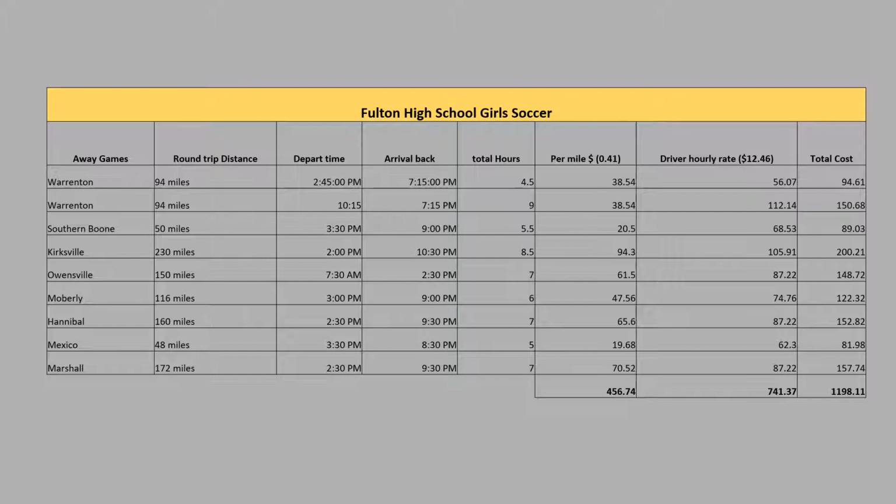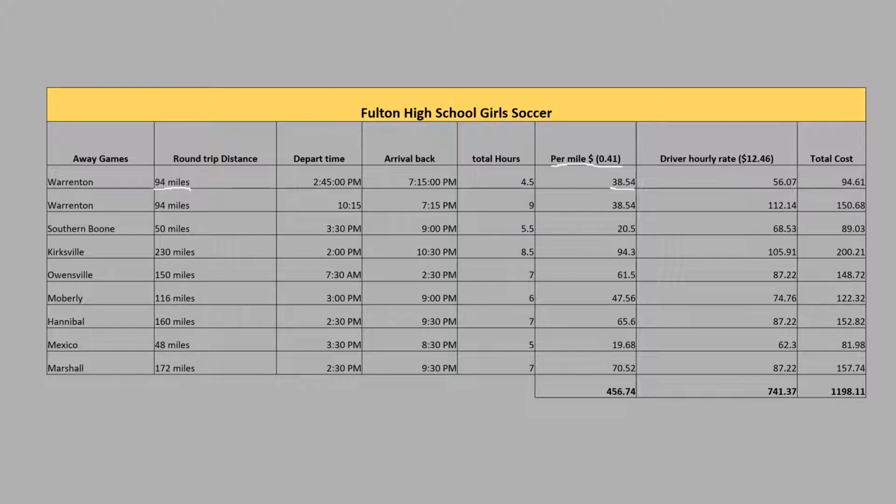Next, I came up with the cost per mile, which again is 41 cents per mile. To come up with that, I simply took the round trip distance. So looking at this first column, we have 94 miles round trip. Multiplied that by the 41 cents, which gave me the total of $38.54 for that trip.